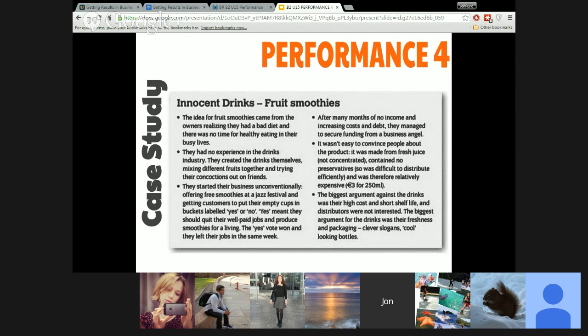Okay, good. Except for one question. We can't change the shelf life because it's a fresh product. We can't make it a long life product, not unless we make it less healthy. No, you can change the packaging. But you're talking about Innocent Drinks, right? The packaging has clever slogans and cool designs. So why change it? The packaging's okay, I think.